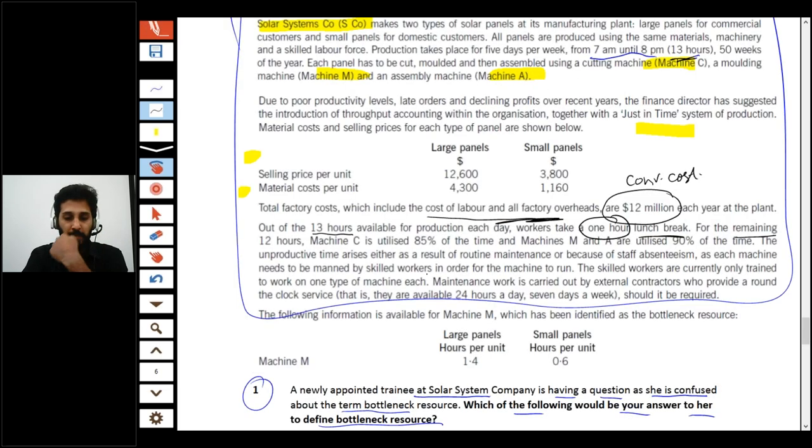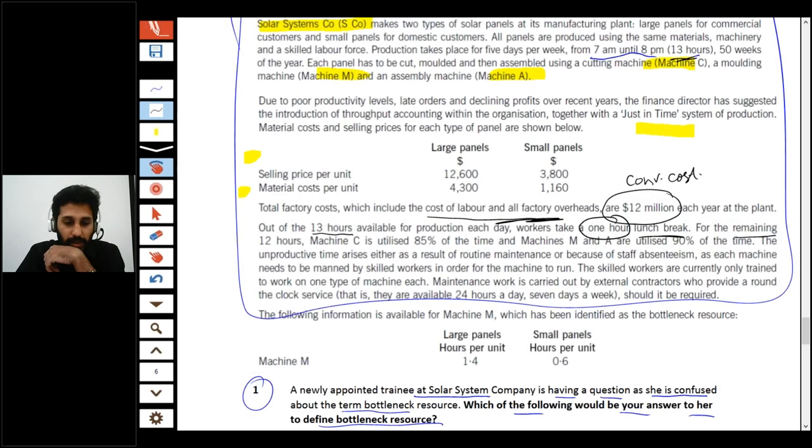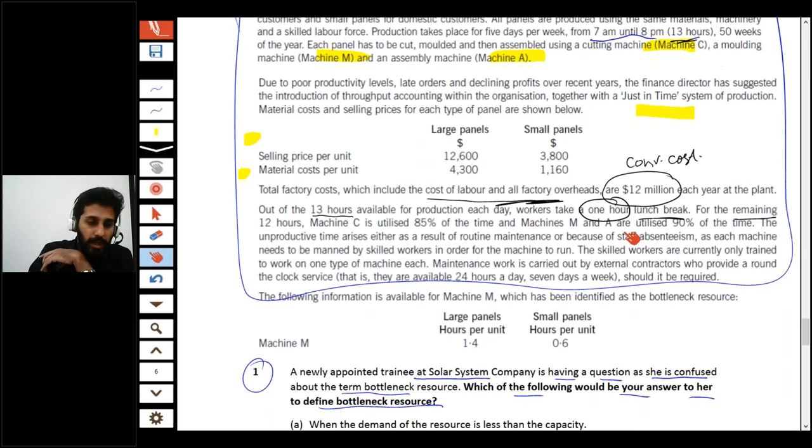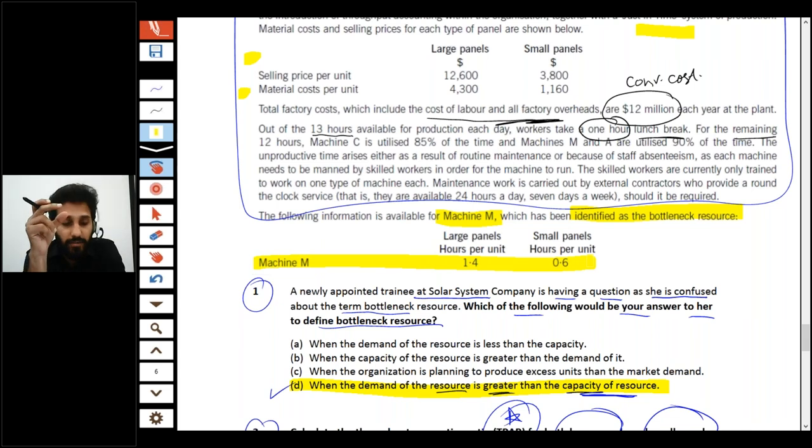12 hours active. One more important thing for you. The good news is that they have identified machine M as a bottleneck. They have correctly identified the bottleneck, which is machine M, 1.4 and 0.6. And remember one thing, of the remaining machines, machine C is utilized 85%, and machines M and A are utilized 90%.